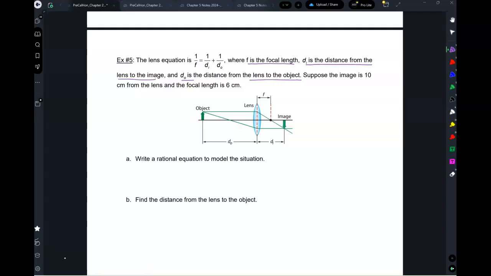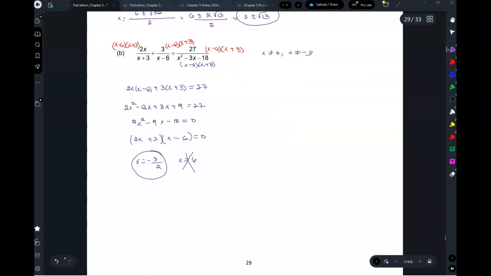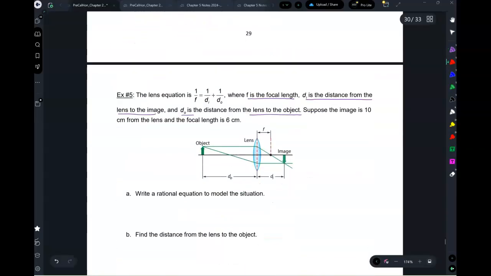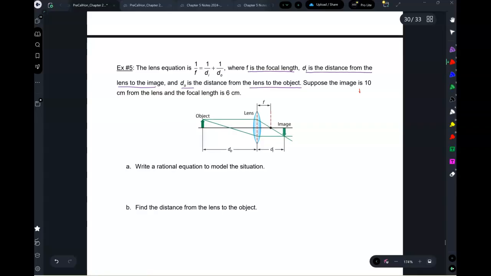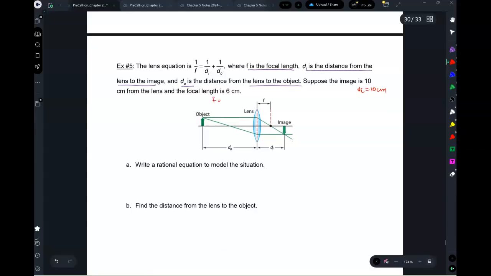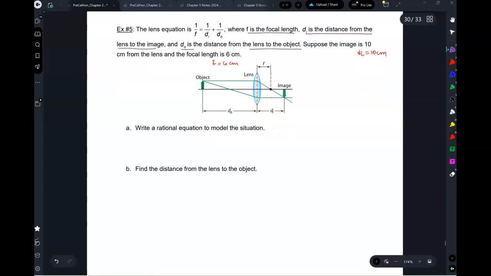So suppose the image is 10 centimeters from the lens, which means DI is 10 centimeters. And the focal length is 6 centimeters. So F is 6 centimeters. Write a rational equation to model the situation. So we get 1 over F is equal to 1 over DI plus 1 over DO. So this is going to be 1 over 6 is equal to 1 over 10 plus 1 over DO.